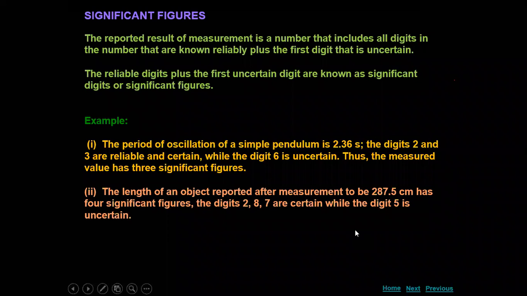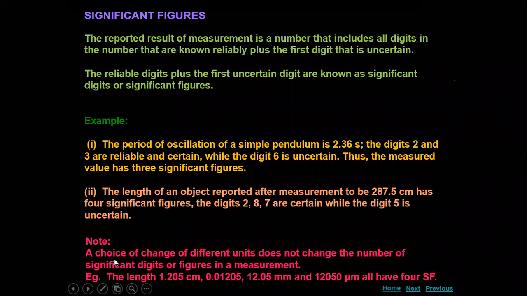One more precaution we have to remember here. 287.5 is in centimeters. If it is converted into other units, like centimeters to meters, or centimeters to millimeters, when we make the conversion of units, the significant figures won't change. How many significant figures are there now? 4. The same 4 significant figures will continue. That is what we write in the notes: the choice of different units does not change the number of significant digits.